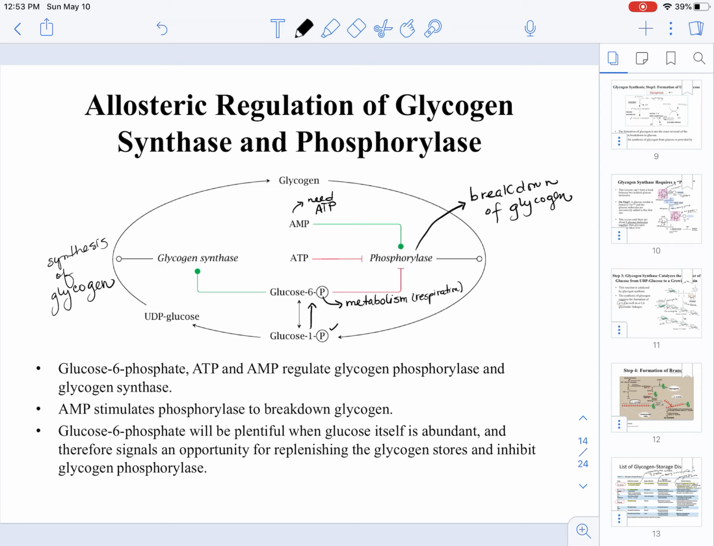Okay? Glucose 6-phosphate, understand that will be plentiful when glucose itself is abundant. So it makes sense that if we have a lot of glucose, then that is going to stimulate glycogen synthase to make glycogen. Okay? Now, understand that ATP and the presence of glucose 6-phosphate are going to inhibit phosphorylase, because if you have plenty of those molecules, the cell doesn't need to make free glucose to be processed for respiration and then produce more energy.